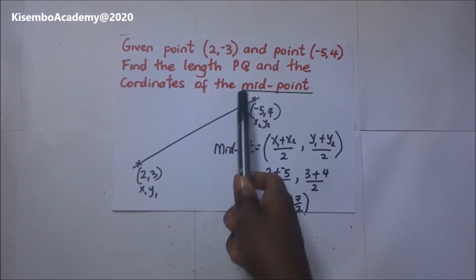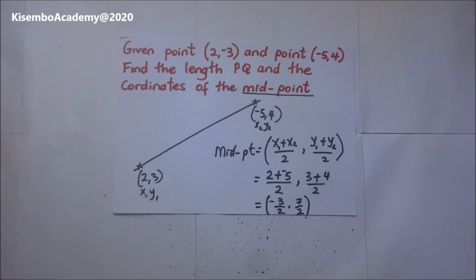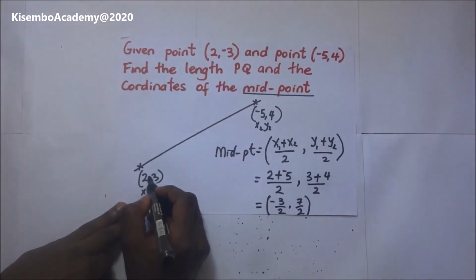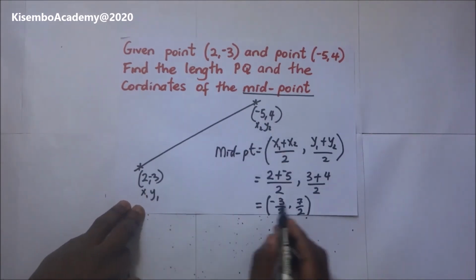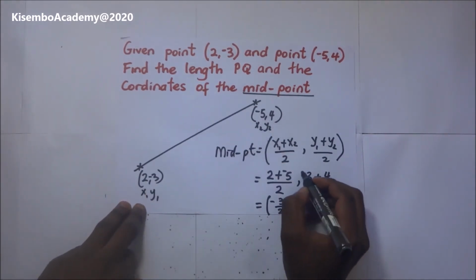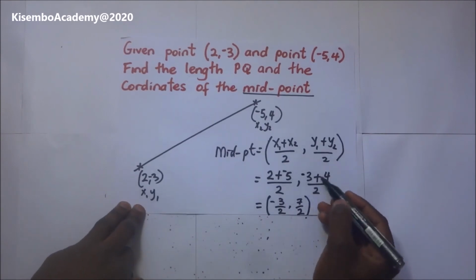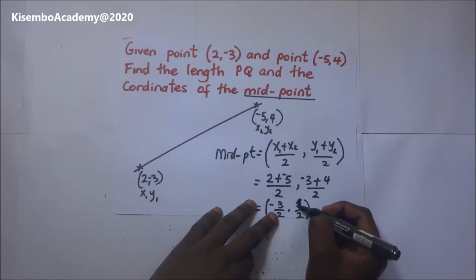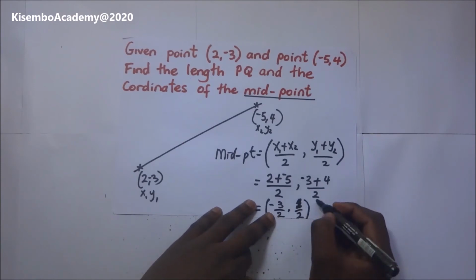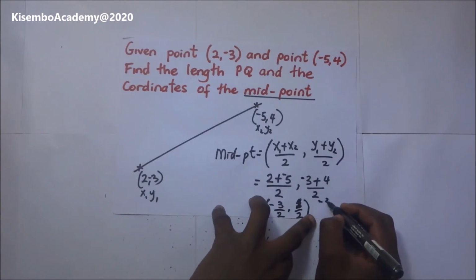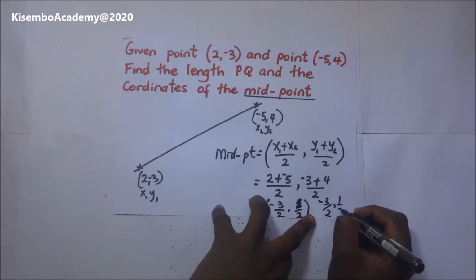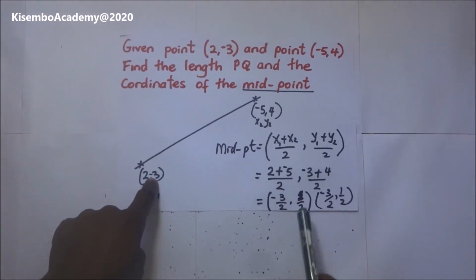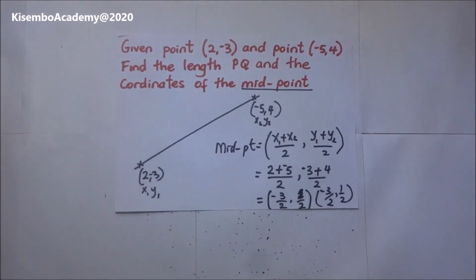Now to go on and find the length PQ, the coordinates were 2, negative 3, so there's a negative 3 there. So this 3 right here is supposed to be negative 3. So negative 3 plus 4 makes this a half. So the coordinates are negative 3 over 2, a half. That was a small error there. This is a negative 3, not positive 3 like we had earlier put.